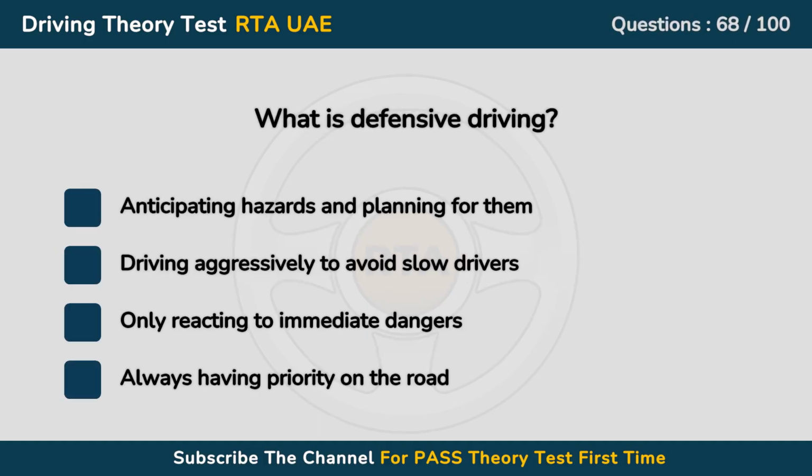Question 68. What is defensive driving? A. Anticipating hazards and planning for them. B. Driving aggressively to avoid slow drivers. C. Only reacting to immediate dangers. D. Always having priority on the road.